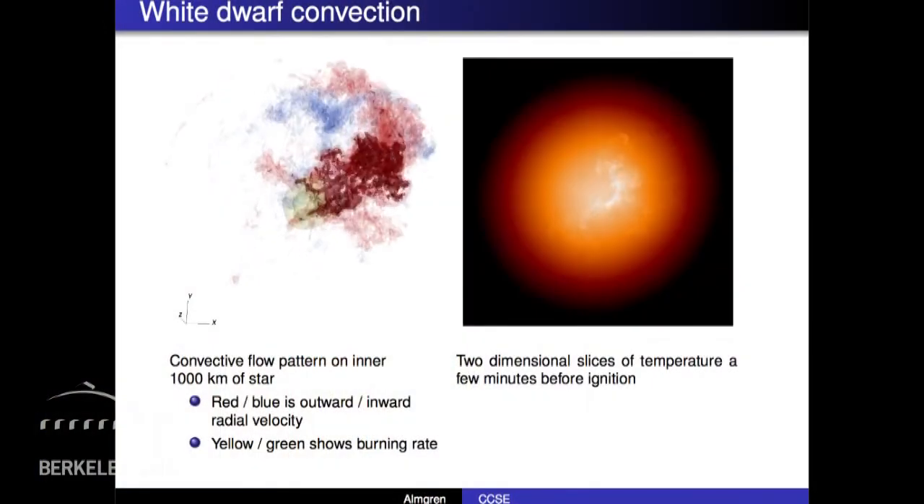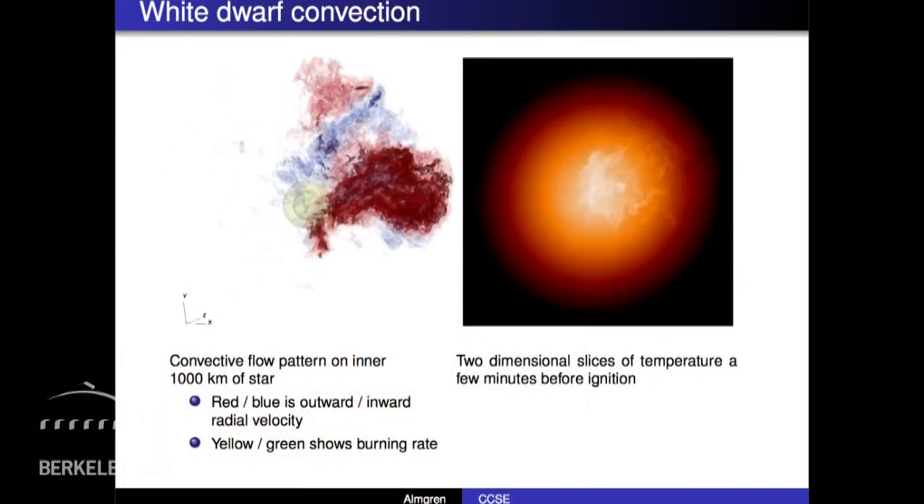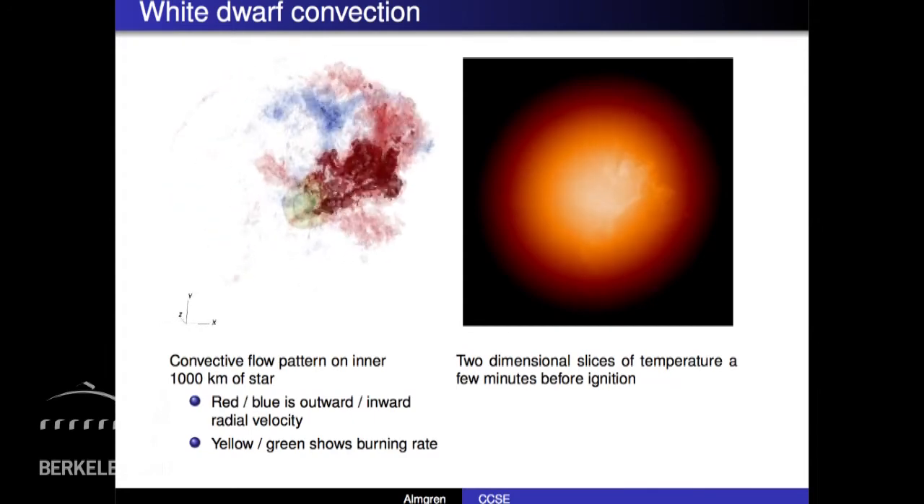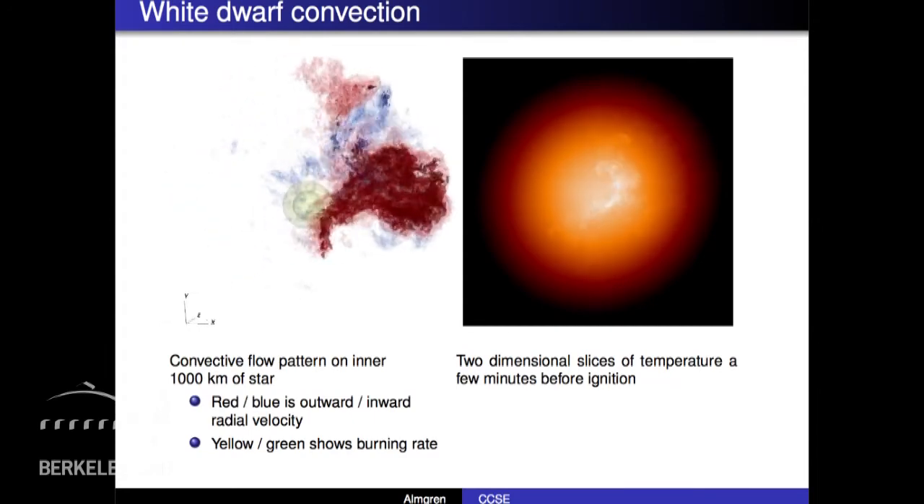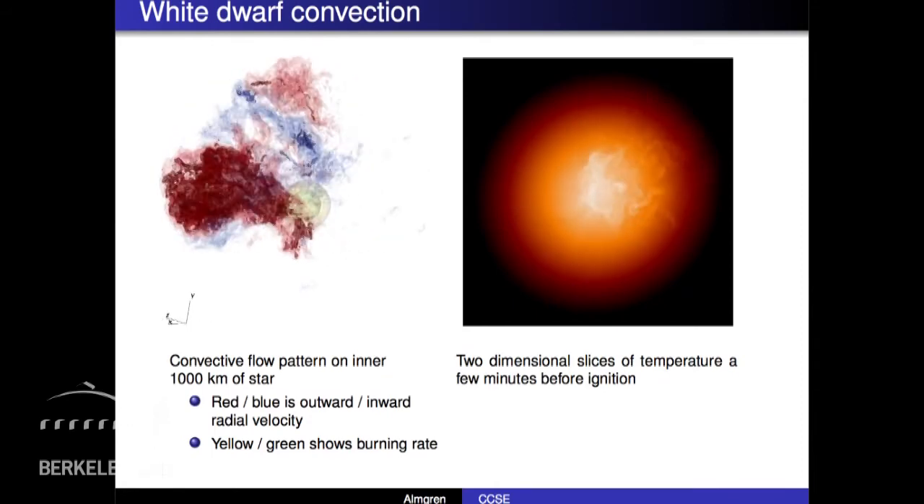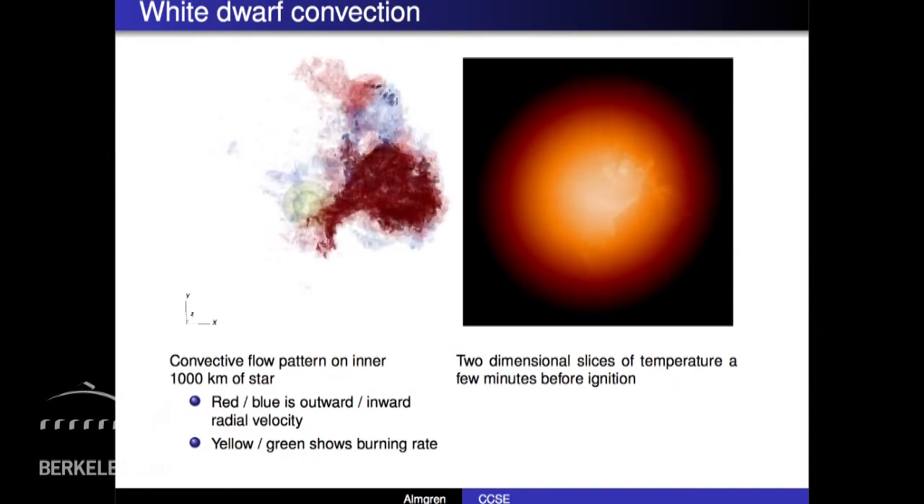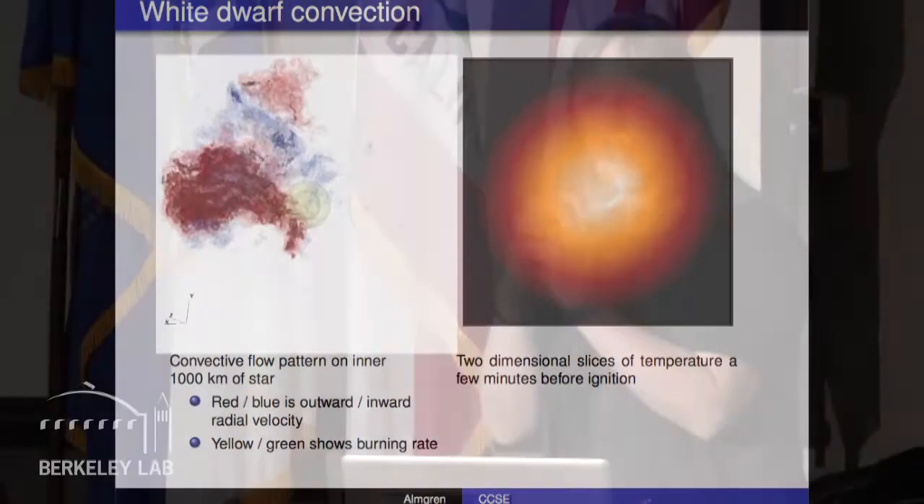Anyway, these are both from one simulation. We wanted to know in the inner 1,000 kilometers of the star, what does the flow look like? It turns out that people had done some small-scale approximations to this. They'd cut out the center of the star and then had flows that went through the center of the star, which I never quite understood. So the question is, does ignition happen right at the center because that's where it's hottest, and then everything just kind of goes radially outward? That's one picture of it.